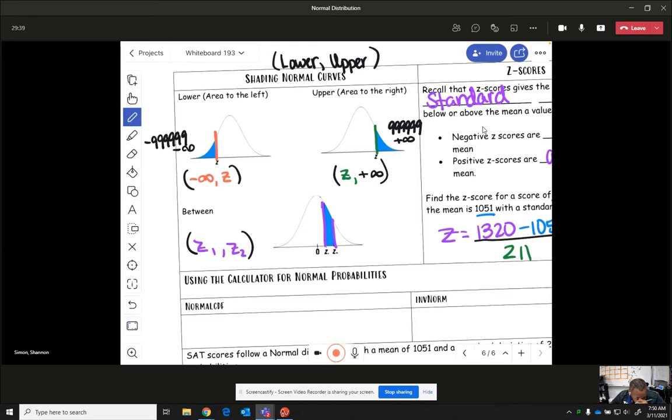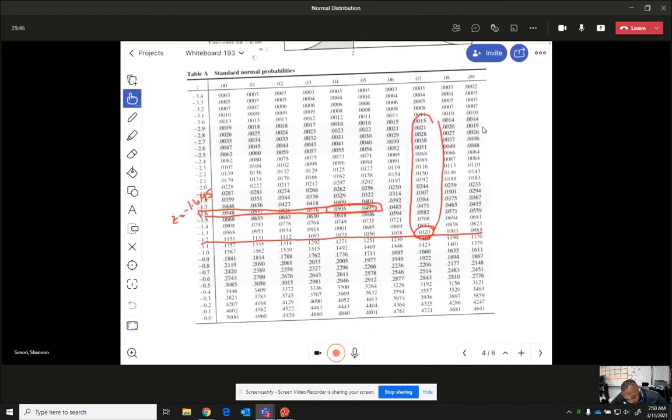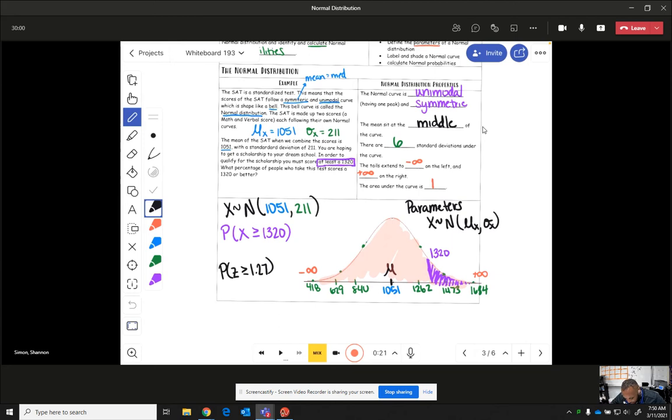And so now that we can draw the curve, we can come back and look at this one here, and we can see that this curve is an upper curve. It's bounded by this value of 1320, and it's going on forever to positive infinity. So this is going to be bounded with a lower bound of 1320 and an upper bound of positive infinity. And now I can go to the calculator and actually do this.